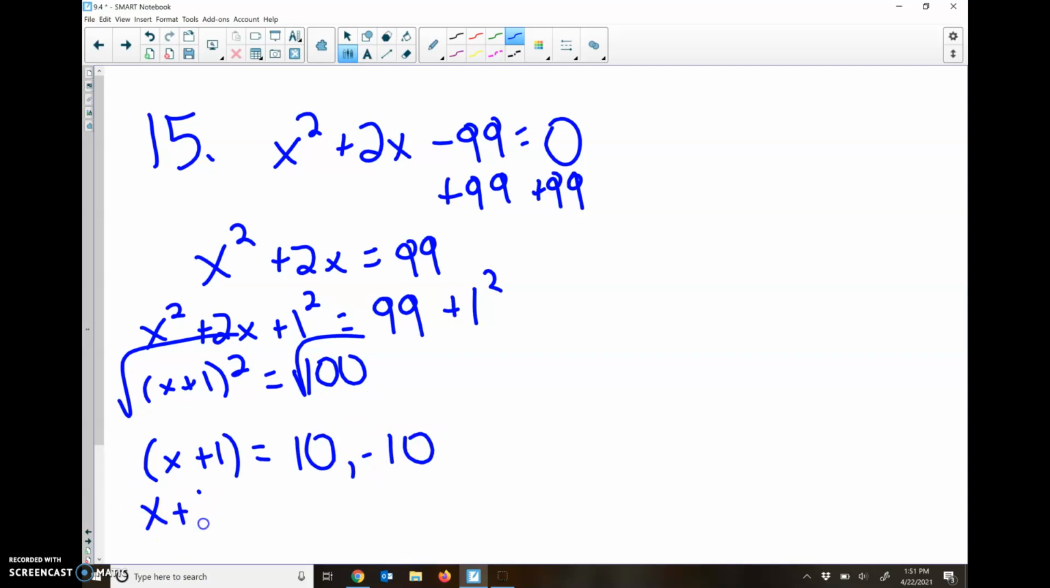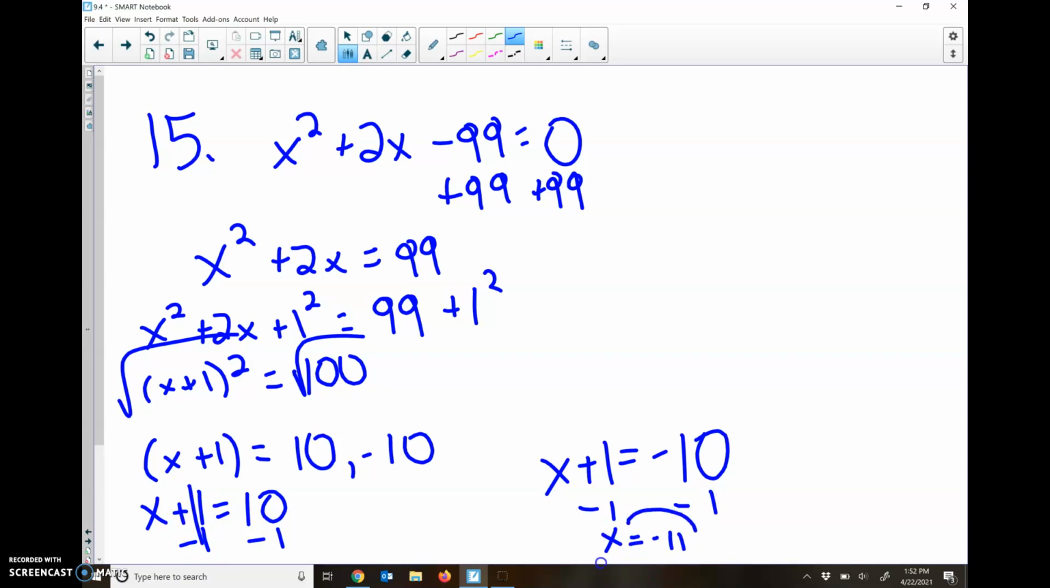So I have x plus 1 equals 10. x plus 1 equals negative 10. Minus 1, minus 1. Minus 1, minus 1. So my 2 answers there are negative 11. Oops, I didn't even write it there. 10 minus 1 is 9.